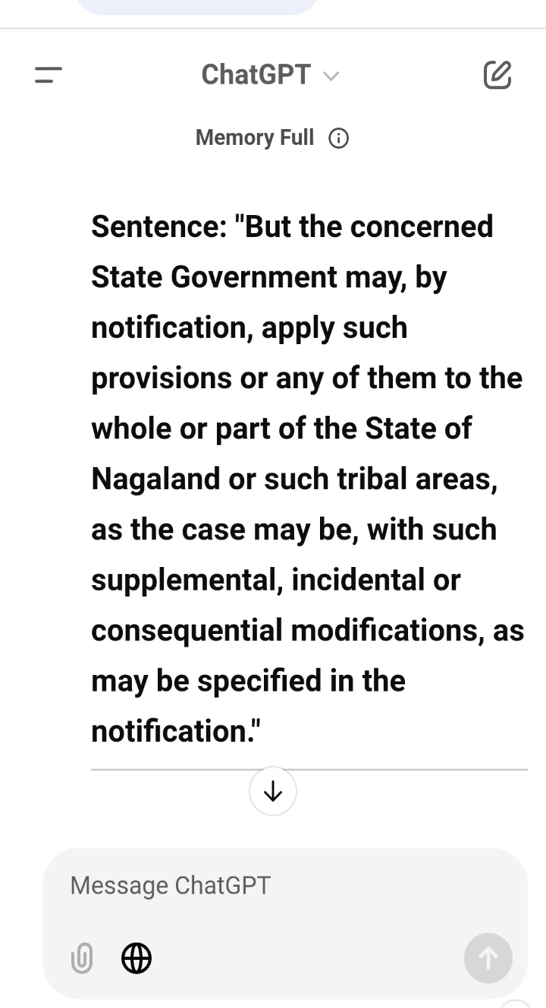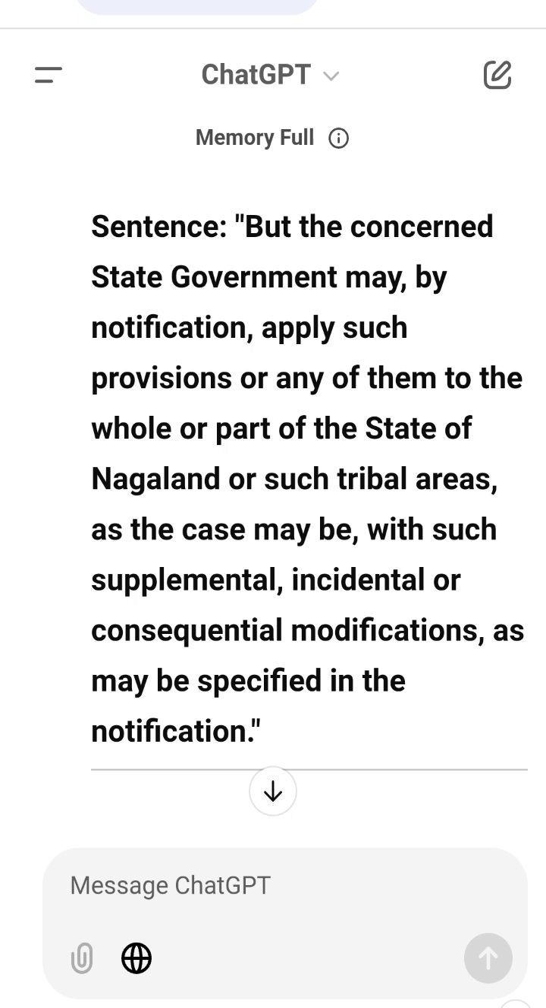Five: with such supplemental, incidental, or consequential modifications. This part sounds tricky, but let's simplify. Supplemental means extra changes. The government can add extra rules to make the law work better in their area. Incidental means small related changes. They can make tiny adjustments to the rules to fit local needs. Consequential means effects or results. If applying the law leads to new problems, they can fix those too.